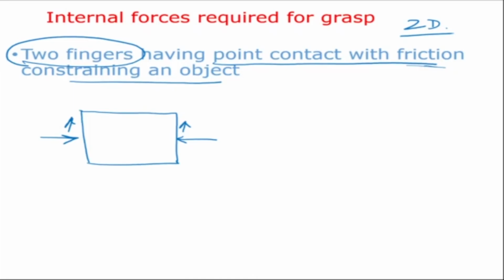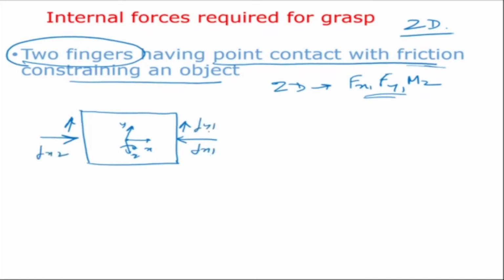Now, what are the forces which can act on this object? Disturbance forces. If this is my x-axis and y-axis, there can be a moment about the z-axis. So in 2D, we can have Fx, Fy, and Mz acting. There can be forces in the x direction, y direction, and a moment about the z-axis. So at most, the disturbance forces acting on the CG of the object can be Fx, Fy, and Mz. To balance these, I'm going to apply fingertip forces, which are Fx1, Fx2, Fy1, and Fy2. These are forces along the x-axis and the y-axis.